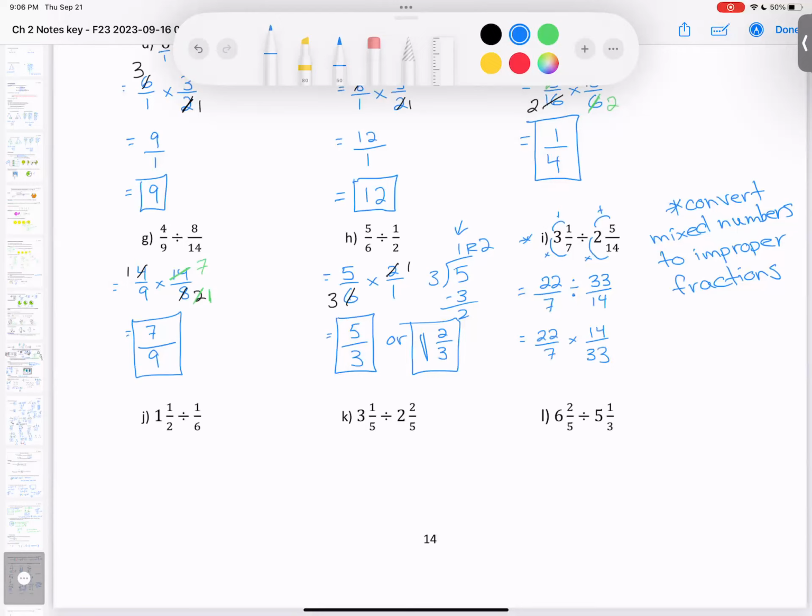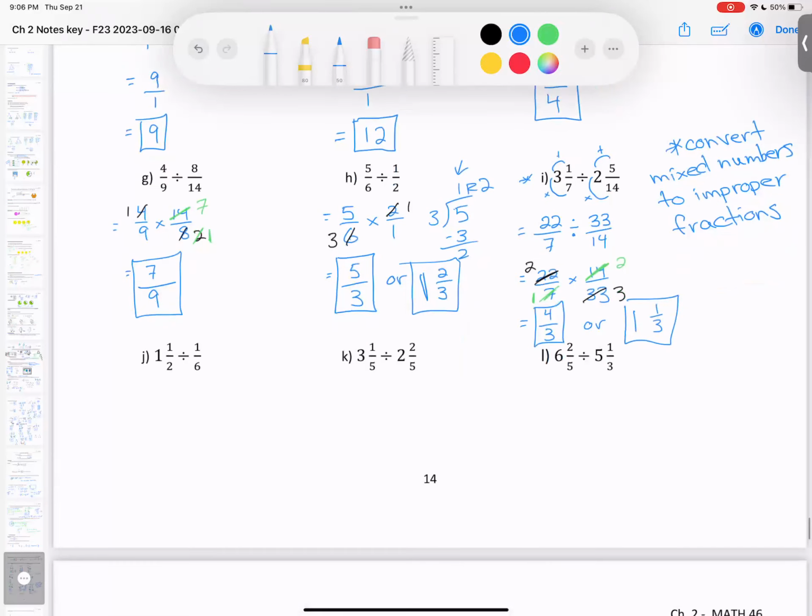Okay, and now I can see I've got some numbers there. 22 and 33 are both divisible by 11. So let's divide both of those by 11. And then I've got 14 and 7, which are both divisible by 7. So let's divide both of those by 7. And then I end up with 2 times 2 is 4 over 1 times 3 is 3. Or I could write that as 1 1/3.